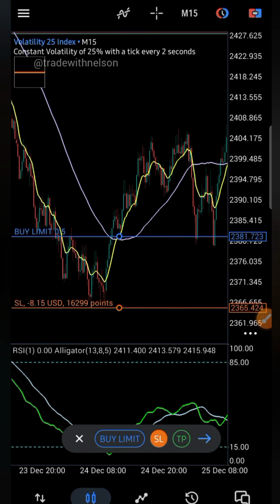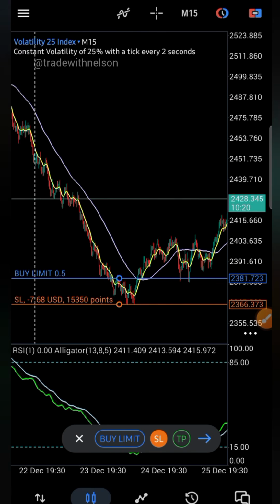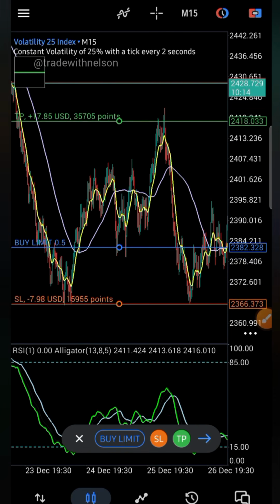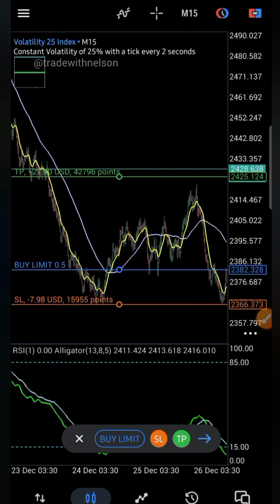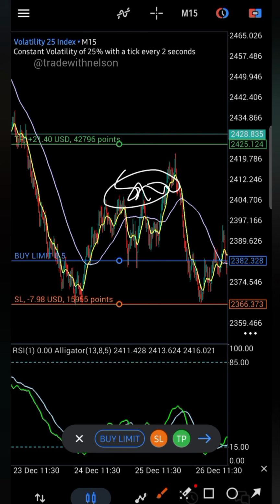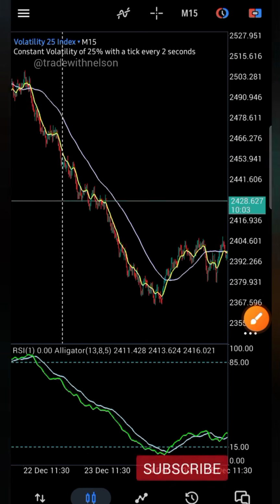Stop loss will be at this major low, and then your TP can be here depending on how you want it. But you can see the market did not run to the TP before we have the fall. The reason for this is because the higher time frame has been showing us sell opportunities. Hope you understand what I'm saying.